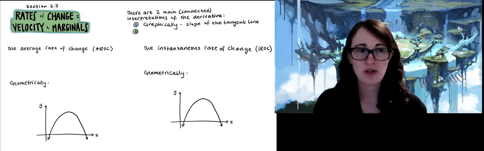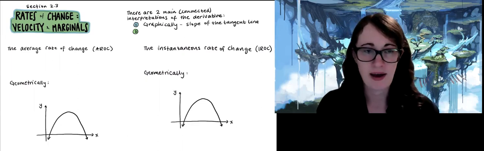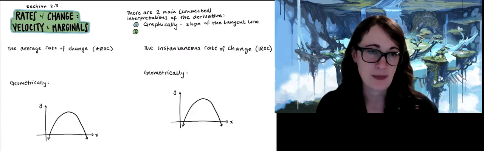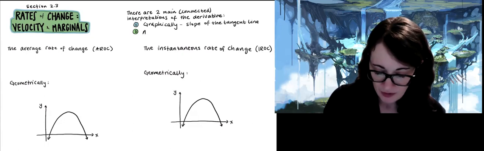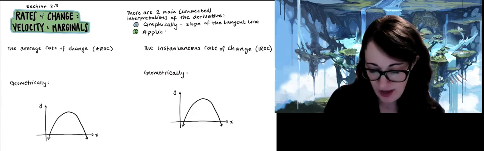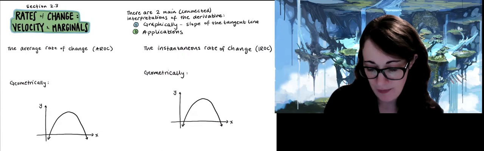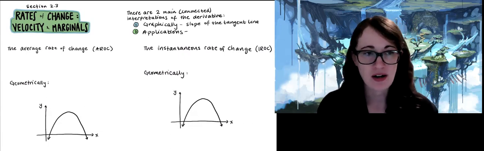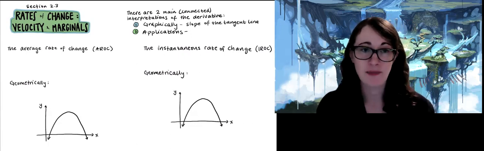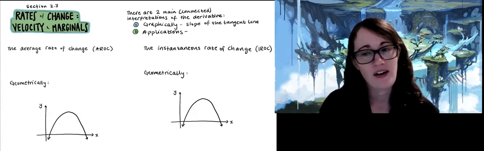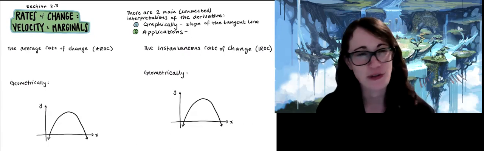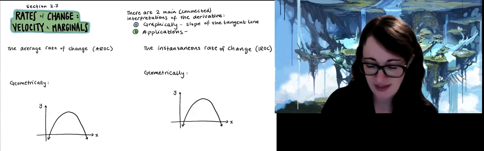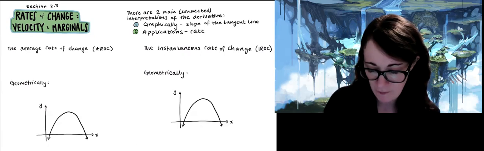In this section, we're going to look a little more generally about what the derivative can tell us through two different kinds of applications. So the second interpretation is when we have a function that models a real-world situation. And when we are talking about the derivative in an applied sense, slope wouldn't really make much sense in that context. So instead, we call it rate of change.